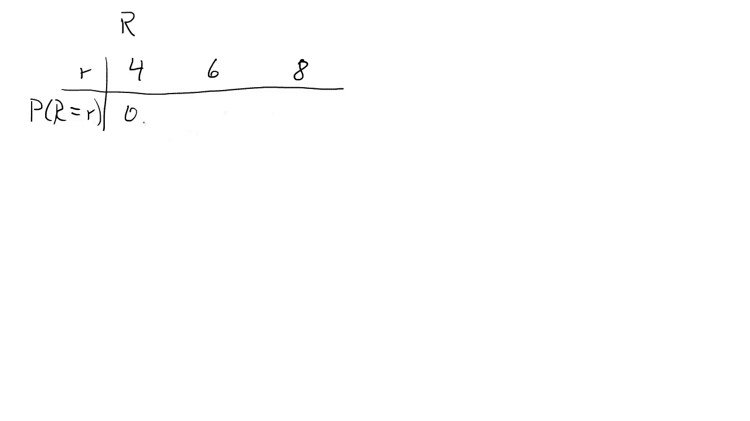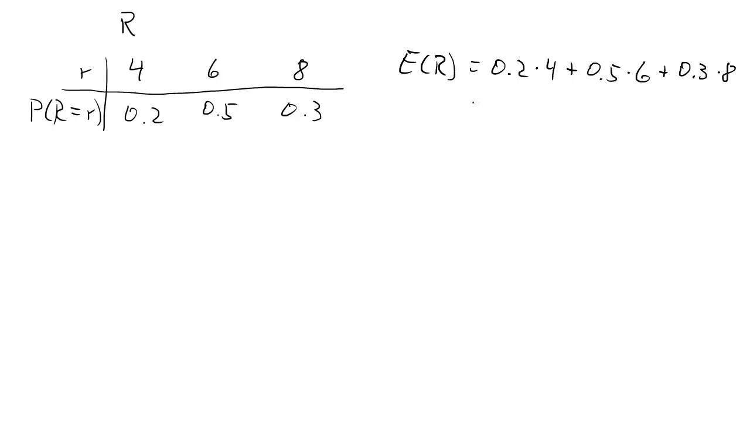Let's go to random variable R, and here the potential outcomes, little r, are 4, 6, and 8. The name of the random variable is capital R, and the probabilities for these 3 different outcomes are 0.2, 0.5, and 0.3 as they were calculated before. So the expected value is just 0.2 times 4 plus 0.5 times 6 plus 0.3 times 8, and that's 6.2.